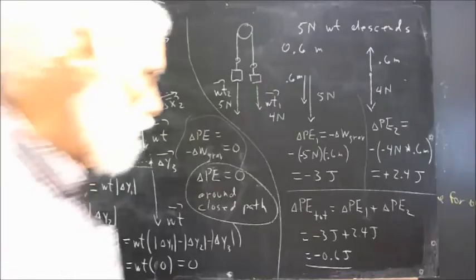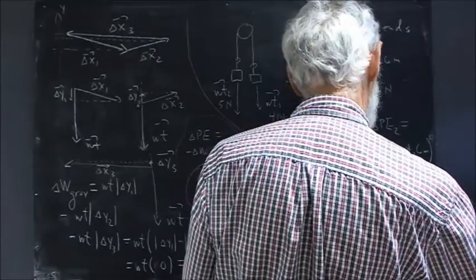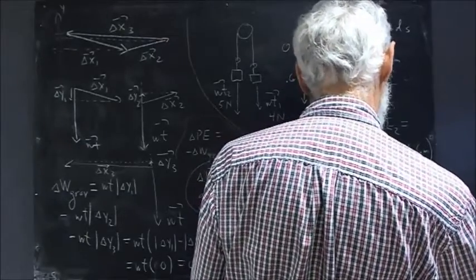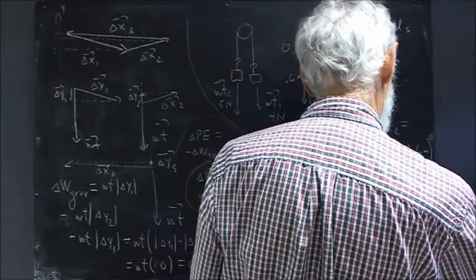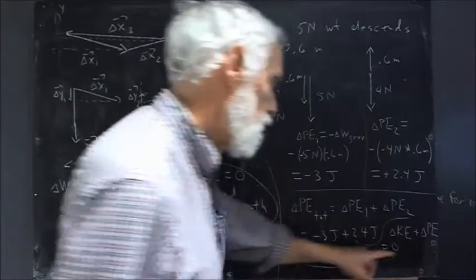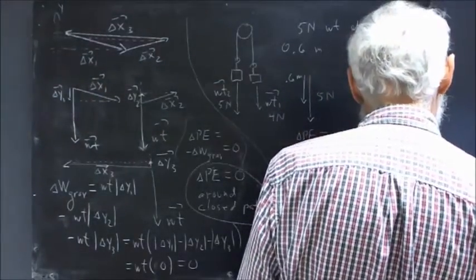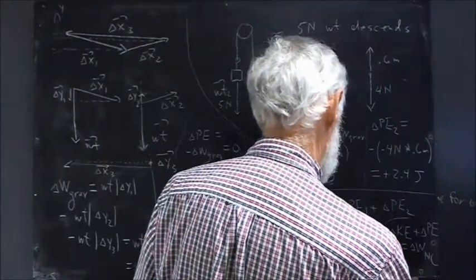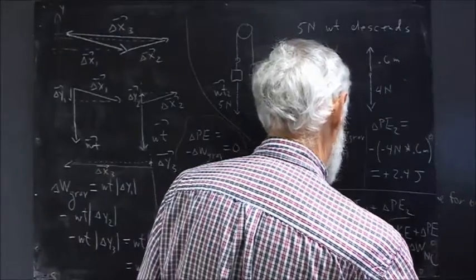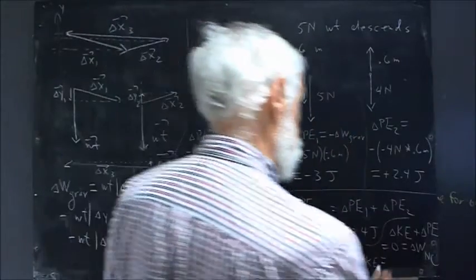The delta KE plus delta PE equals 0 in this case. Why is this? It's because we're assuming there's no frictional force, so that's the work done by the non-conservative force. So the delta KE equals the negative of the delta PE, which is going to be plus 0.6 joules.